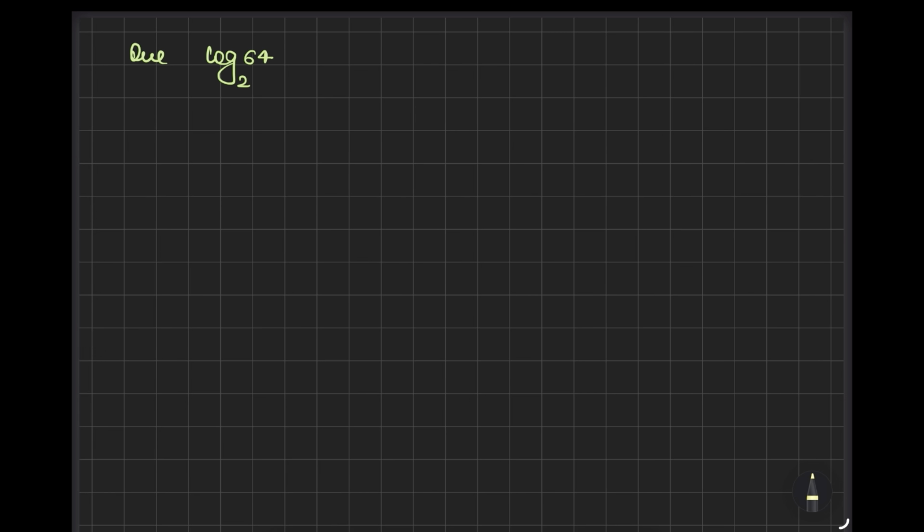So, we are back with a wholesome new session in which we will solve this problem where we have to calculate the value of log 64 base 2. Okay. So, how we will approach this question, try to understand.